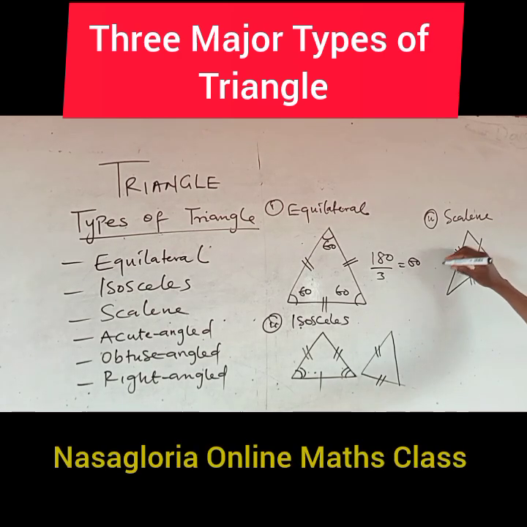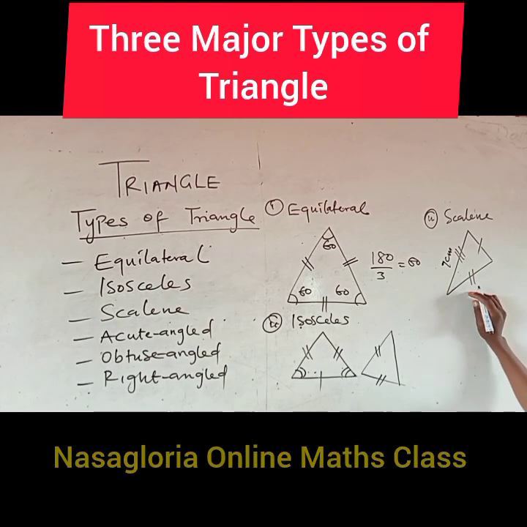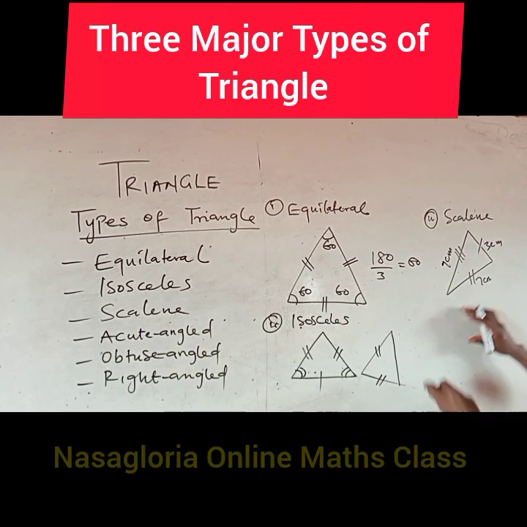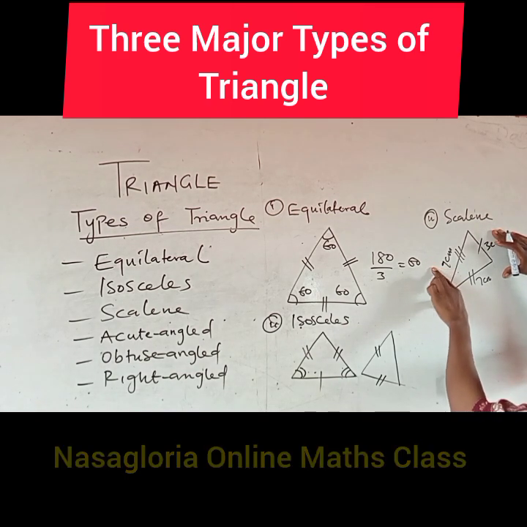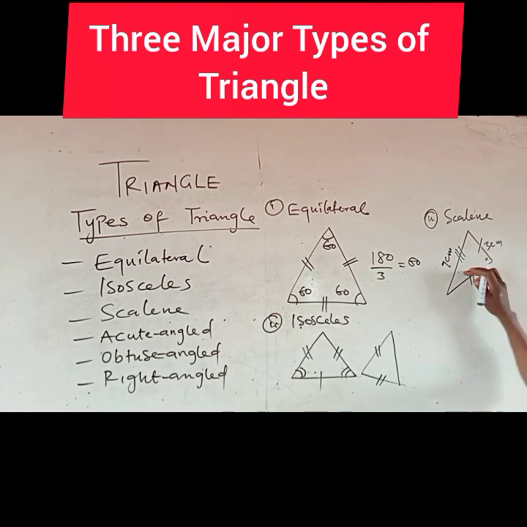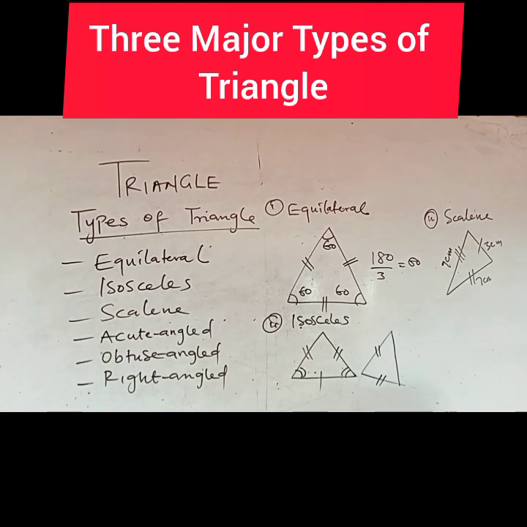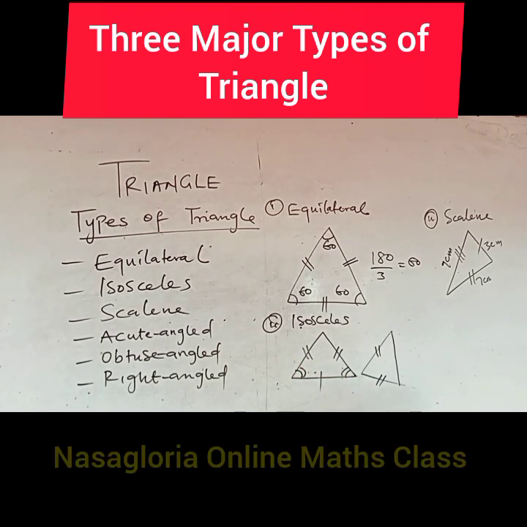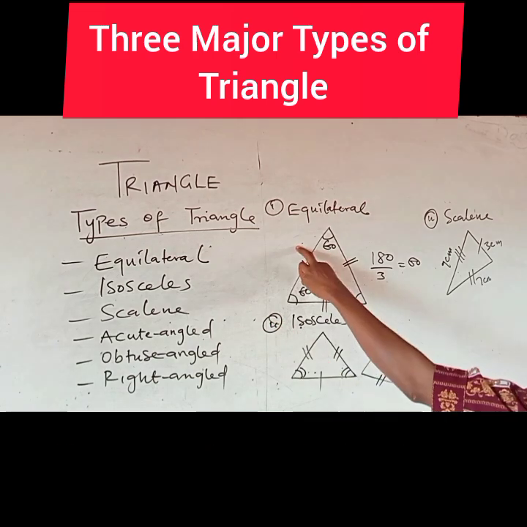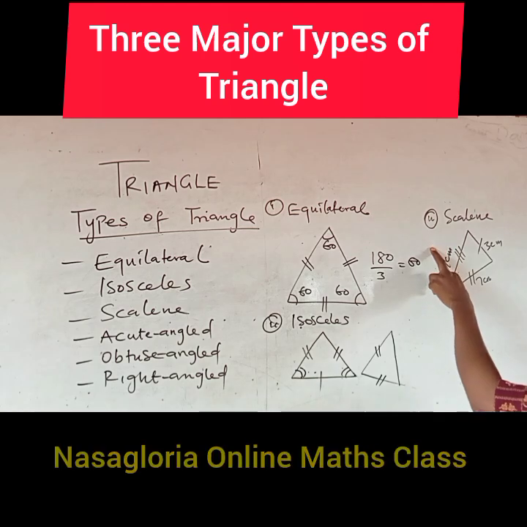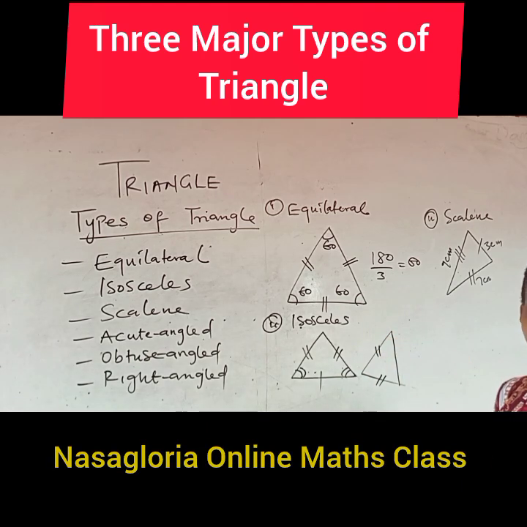So if this one, let's say, is 9 cm, it must be different from this one. Let's say 7 cm, it must be different from this one. Let's say 3 cm. Okay, this is an example of scalene triangle, and none of the angles, like I told you, are equal. Now remember, we have three major types of triangle: equilateral triangle, isosceles triangle, and scalene triangle. In our next class, we'll be looking at acute angle triangle, obtuse angle triangle, and right angle triangle.